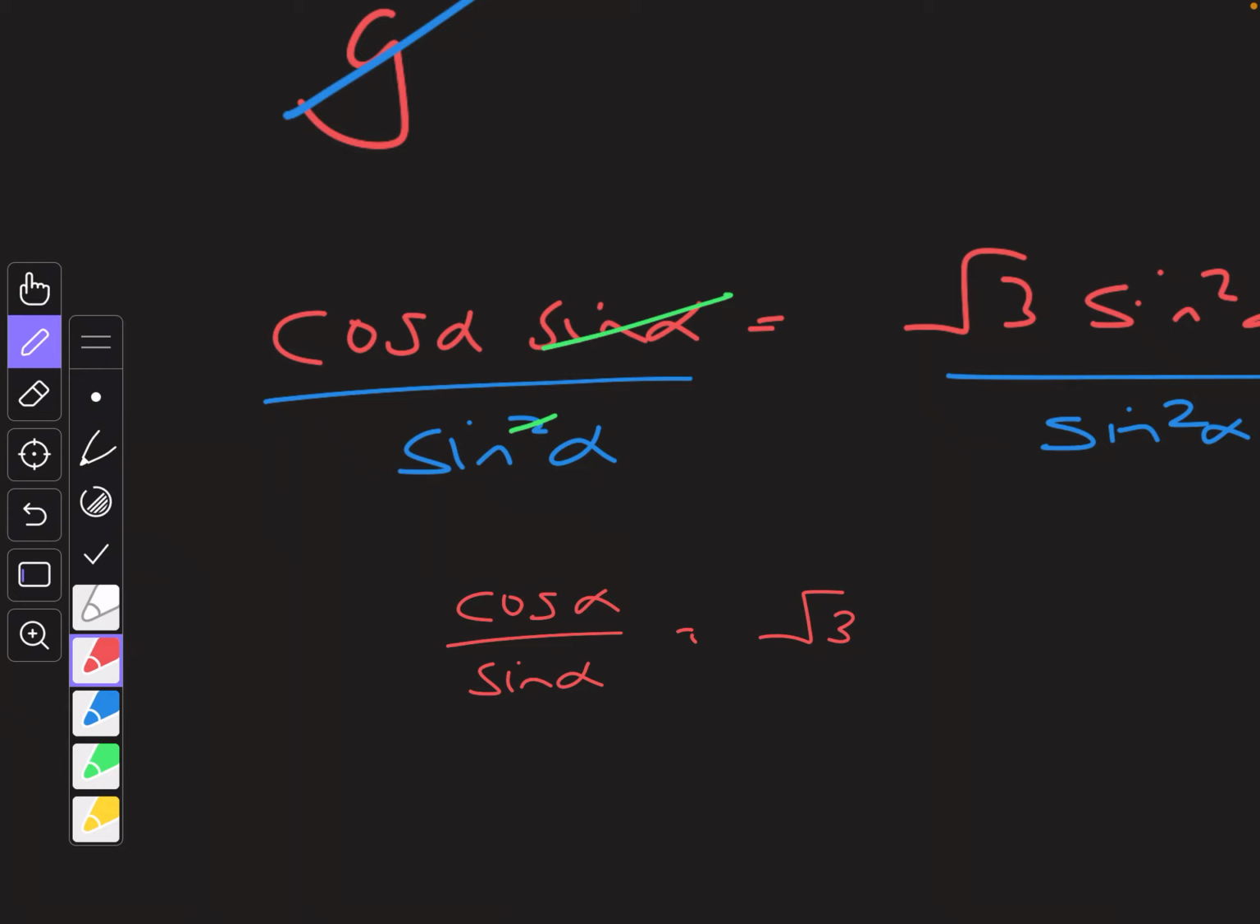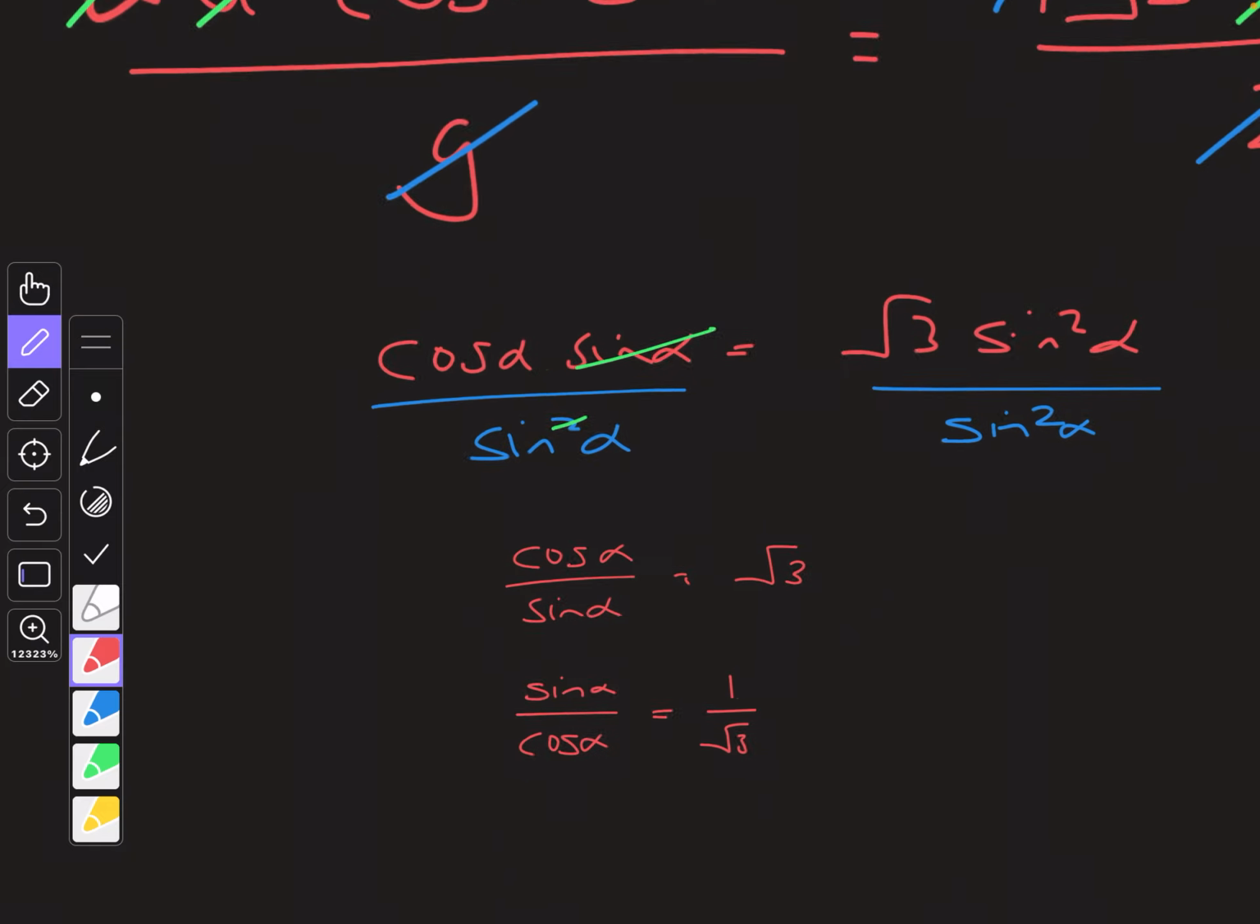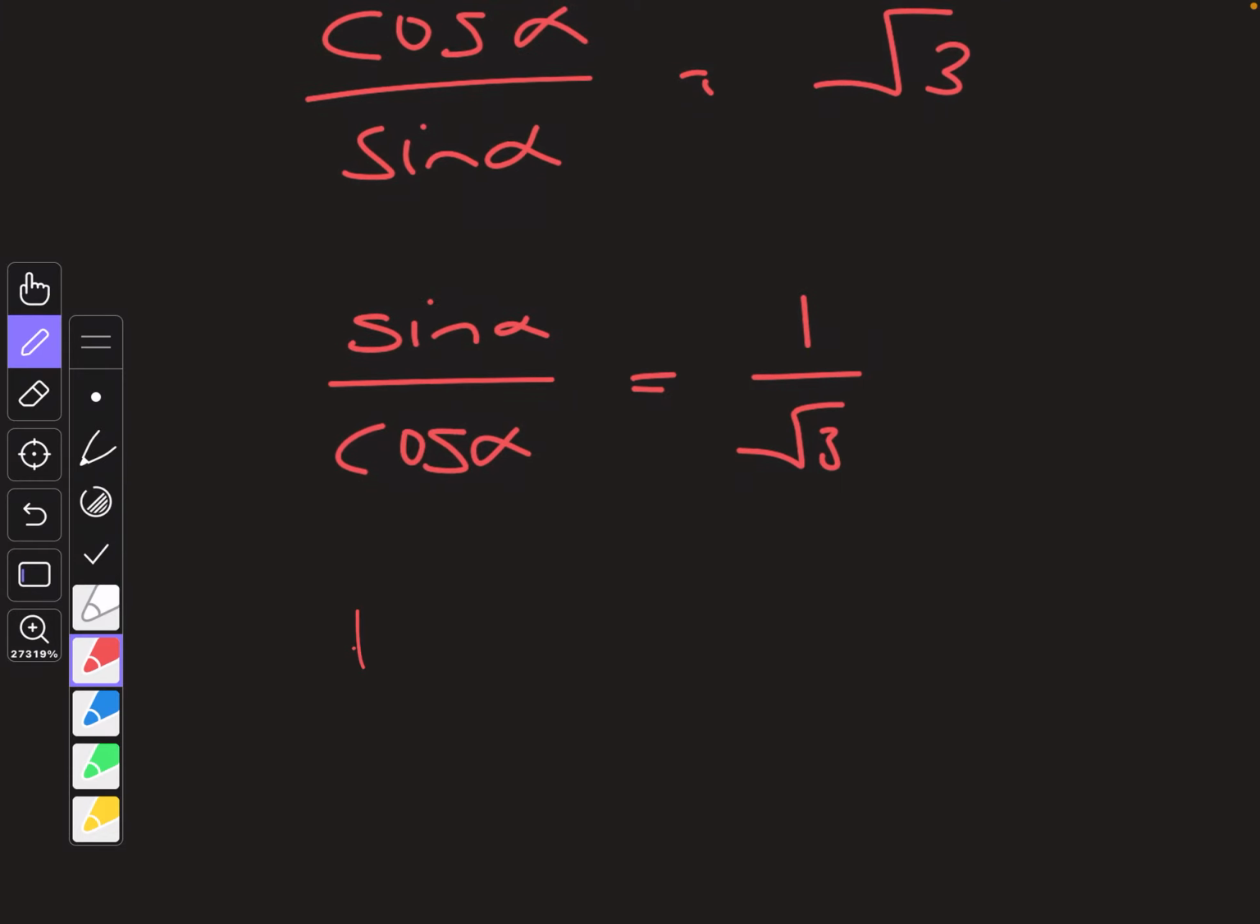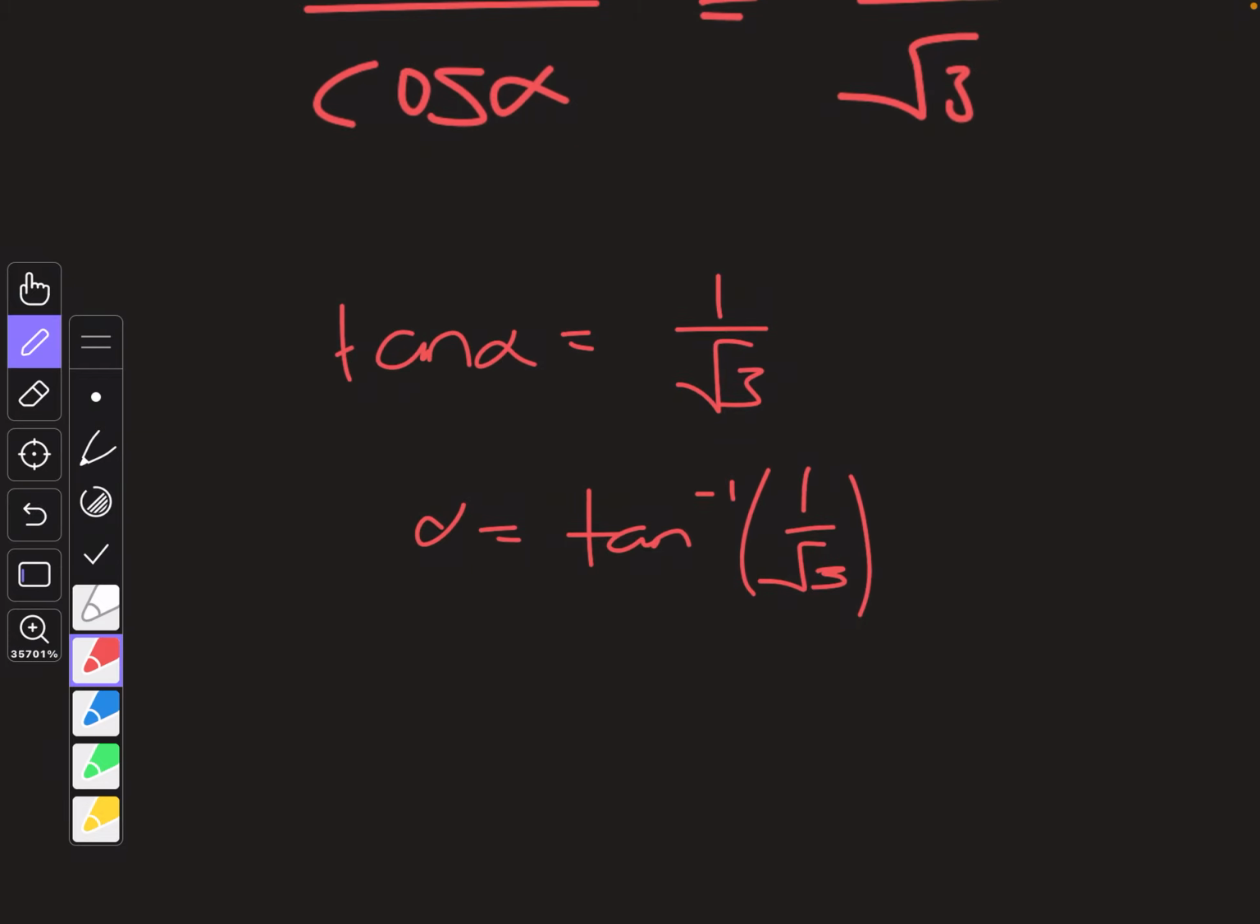Now just check your rule in your log tables. Is it cos over sine or sine over cos? I believe it's sine over cos, so we need to flip both sides. I'm just going to cheat that and you can have a moment to think about it. But hopefully you can see that root 3 flipped is 1 over root 3. We now get tan alpha equals 1 over root 3. So alpha is the tan inverse of that, which gives us, quite nicely, 30 degrees.